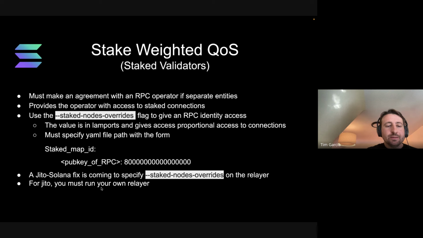So a couple things. To get this stake-weighted QoS to work, you must run your own relayer, and you have to wait for this stake nodes override flag to land. If you remember earlier, Lucas mentioned that they're working on this. They should have it done pretty quickly. But again, this does not currently exist in Jito Solana.